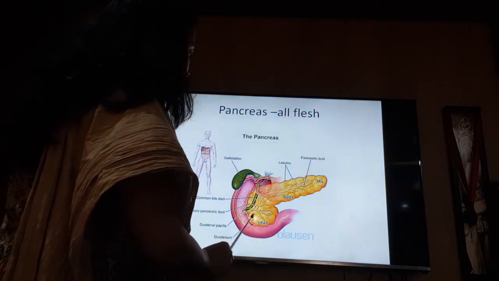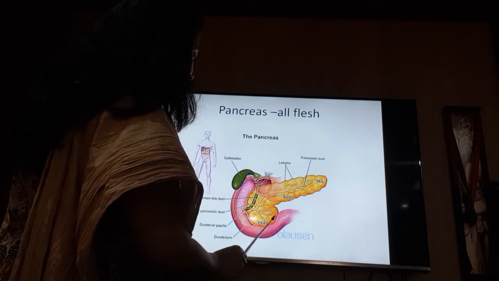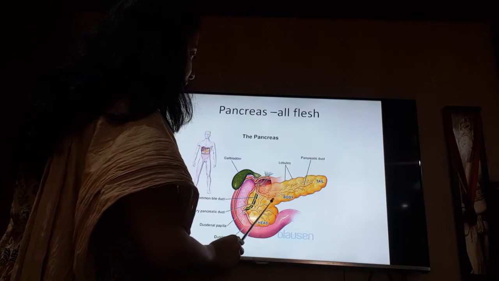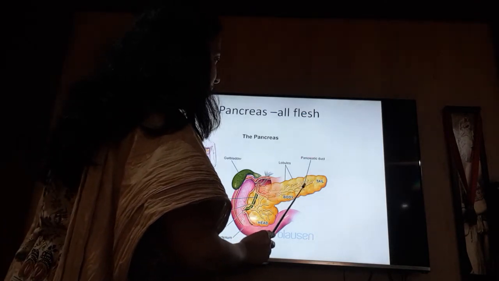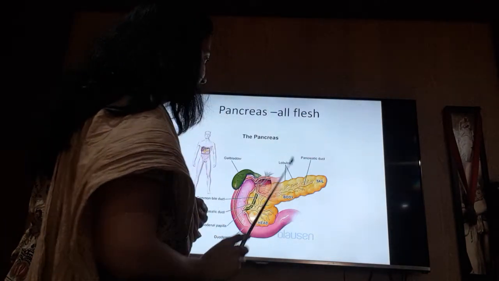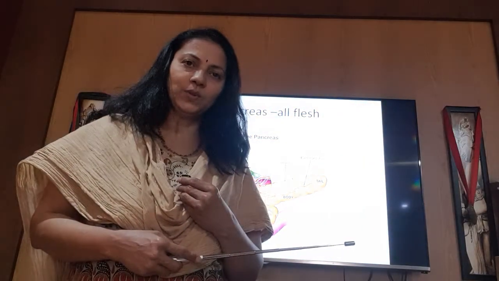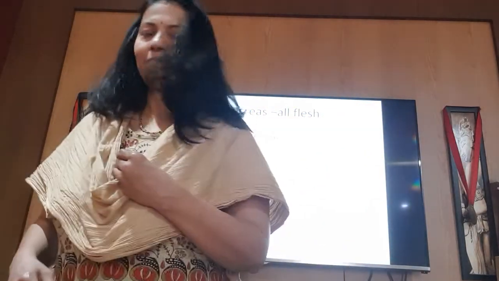And now you can see, this is the head of pancreas, this is neck of pancreas, this is body of pancreas, this is tail of pancreas. I think this much is clear to you. Now let's go to the next slide.